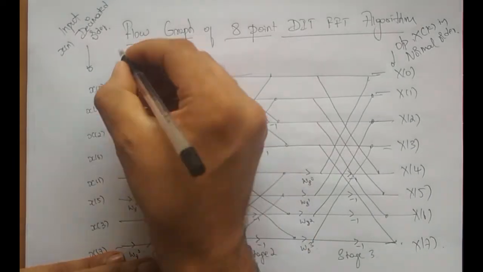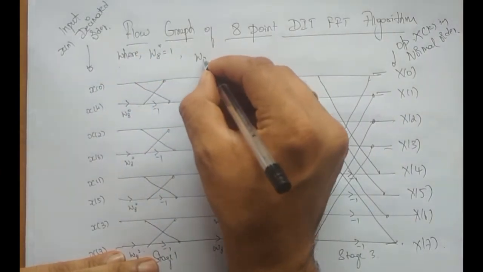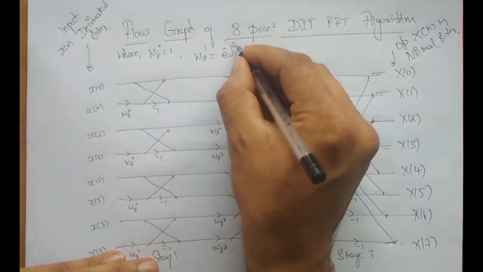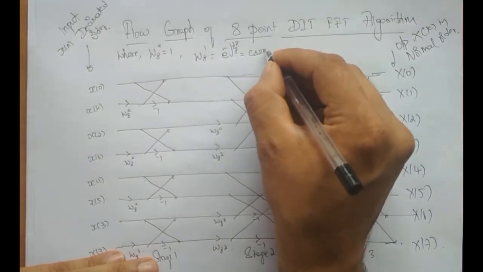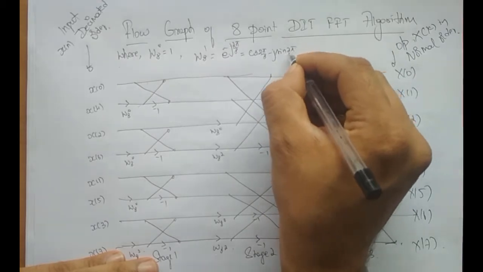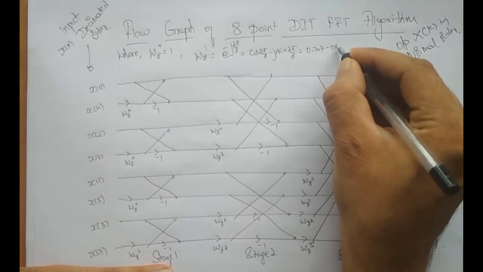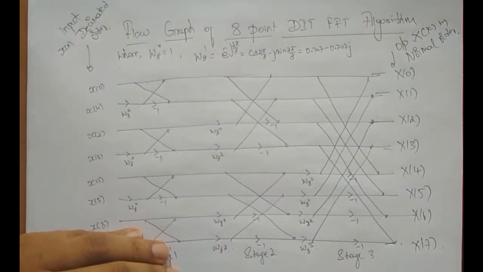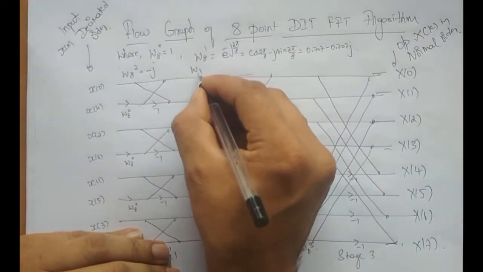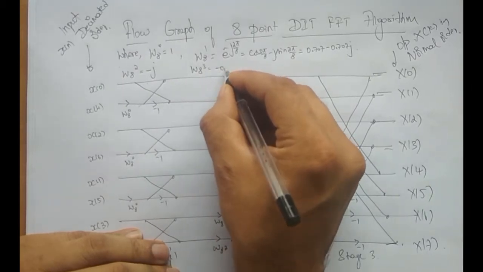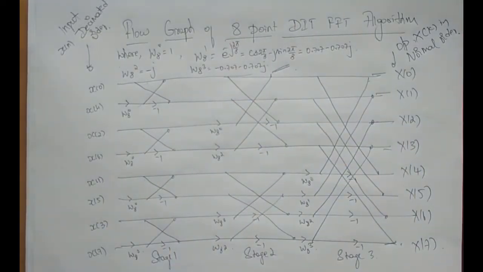So where W8 power 0 value is 1, W8 power 1 value is e power minus j 2 pi by 8. This corresponds to cos 2 pi by 8 minus j sine 2 pi by 8. This is equal to 0.707 minus 0.707j. Okay, and W8 power 2 is minus j, and W8 power 3 is minus 0.707 minus 0.707j. Okay, these are the values of the twiddle factor.